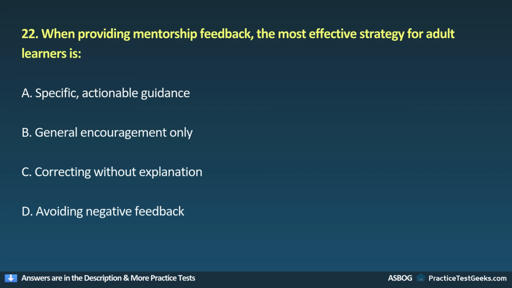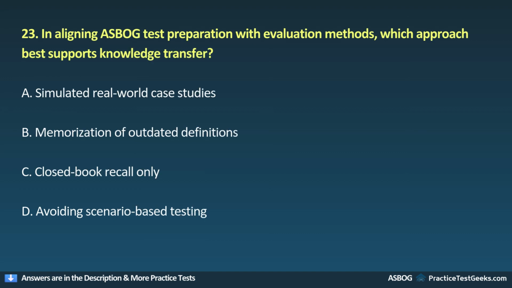22. When providing mentorship feedback, the most effective strategy for adult learners is: A. Specific, actionable guidance. B. General encouragement only. C. Correcting without explanation. D. Avoiding negative feedback.